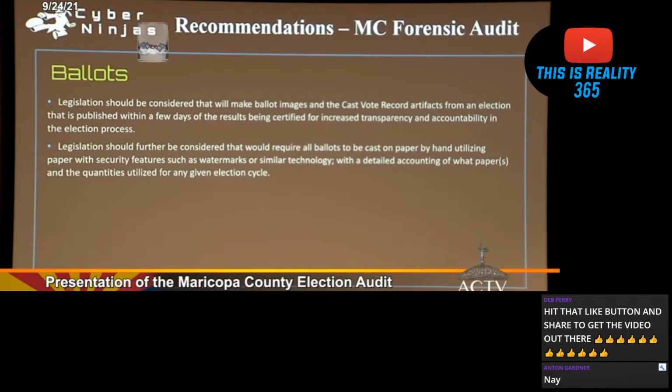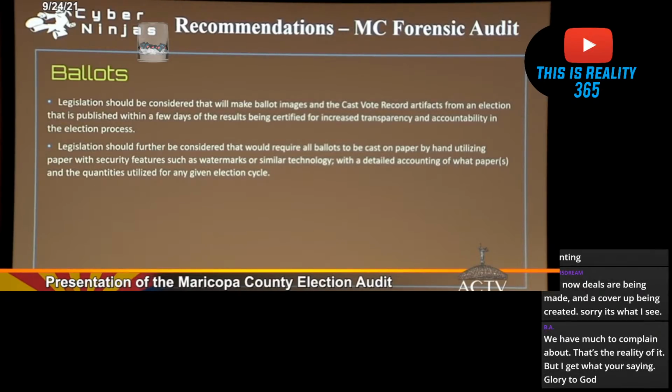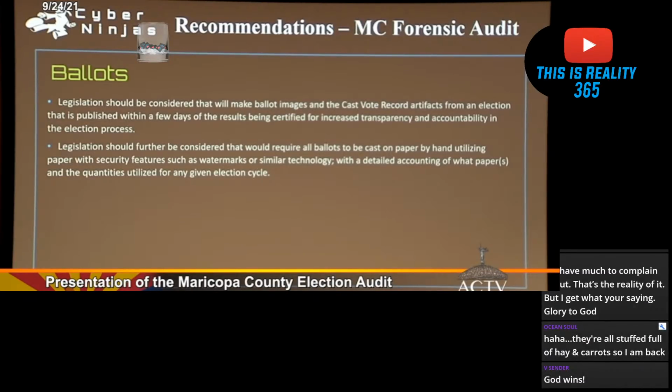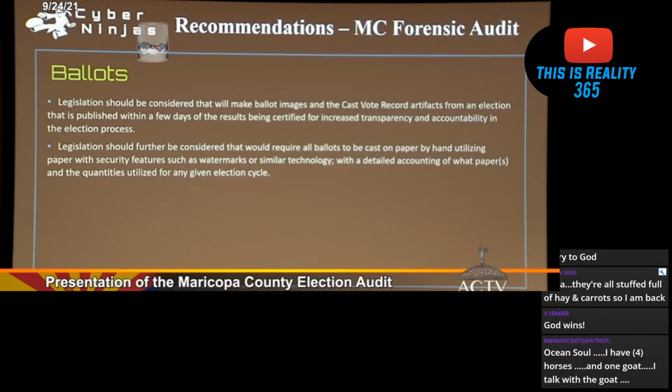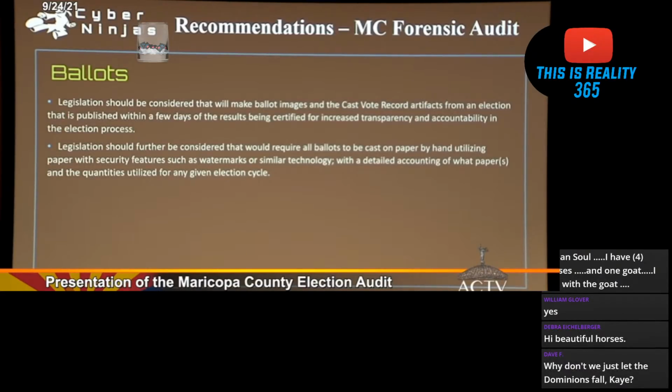Legislation should further be considered which requires all ballots to be cast on paper with security features such as watermarks or similar technology, with a detailed account of what papers were used. With our paper analysis, we wanted to be able to say that this is legitimate paper and valid and real, and we wanted to be able to say this is not legitimate paper. But with as wide a number of papers that were used, I think we estimated over 10 different types of paper, it's very difficult to make that determination. But if there's official paper that's kept track of, it'd be much easier for an audit, when it's conducted, to be able to say without a shadow of a doubt whether it is in fact printed on legitimate paper.